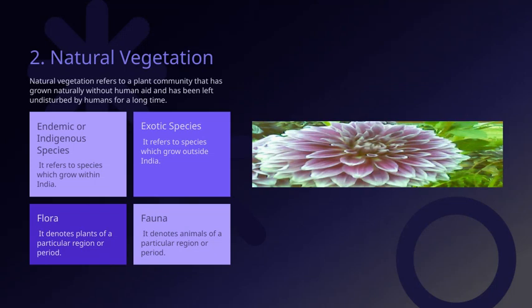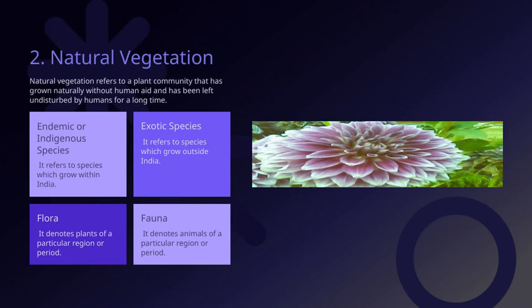This term refers to plant communities that have grown naturally, without any human help, and have been left undisturbed for a long time. Basically, these are the plants that have developed in an area on their own, reflecting the natural environment. Now, moving on to endemic or indigenous species. These are the species that grow within India and are native to our country. They have evolved here over thousands of years and are an essential part of our natural heritage.